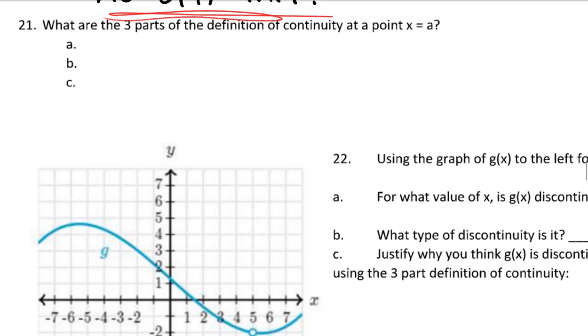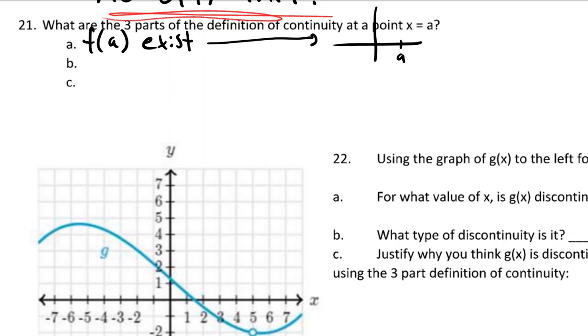For question 21, you do have to have this memorized. You have to know what mathematically has to be true for something to be continuous. So the point at that x value has to exist. Let me make up a little graph and show you that if this was a and here was my function, if this point doesn't exist, then it's not continuous. There's a break in the graph. So this has to be true for it to be continuous.